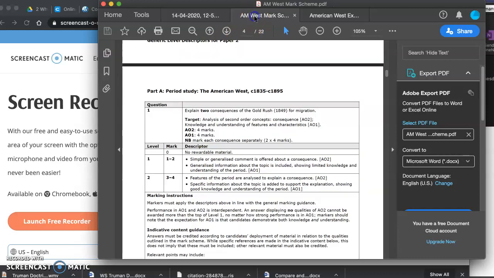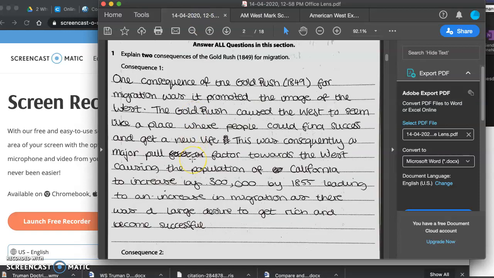So just to remind you what we're looking for here when we're doing two consequences, we're looking for 4 marks for knowledge and understanding, 4 marks on specifically explaining the consequences, and that's broken up into two 4-mark sections. Features of the period are analysed to explain a consequence is what I'm looking for in one half of the answer and the other as well. Specific information about the topic, so the knowledge is given. So let's just see how well you did on that one.